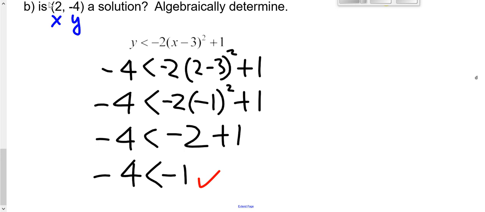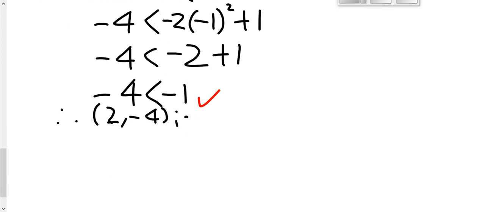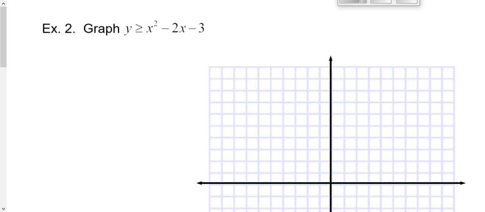So say something like, I'll just do it here. Therefore 2, negative 4 is a solution, period. Just like that. Alright, so question 2. You might want to pause for a few minutes, quickly try this out.